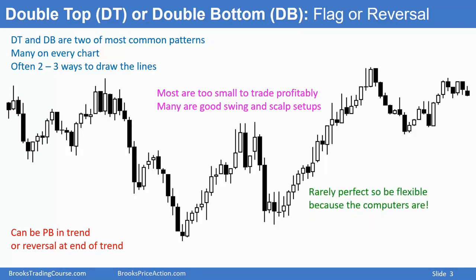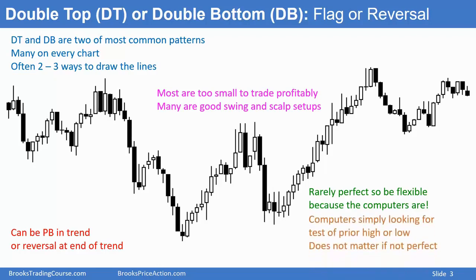I think it's very important to be flexible in how you define a double top and a double bottom. You have to be that way because the computers are, and they control the market. The concept is if there's a rally and then a pullback and then another rally, it's testing the high of the first rally. Will the rally continue or will it reverse? And the opposite is true at a bottom. If there's a sell-off and then a pullback and then the bear trend resumes, will the bear trend continue past the prior low or will it reverse? It's testing the prior low.